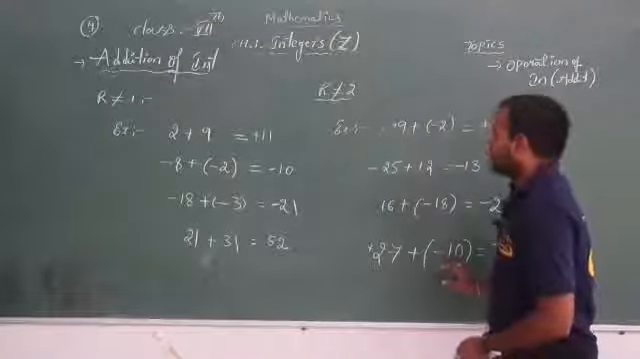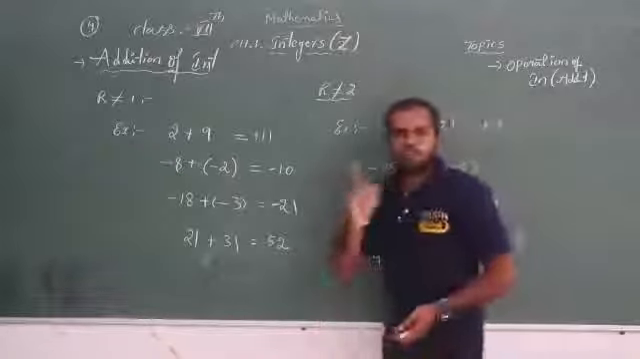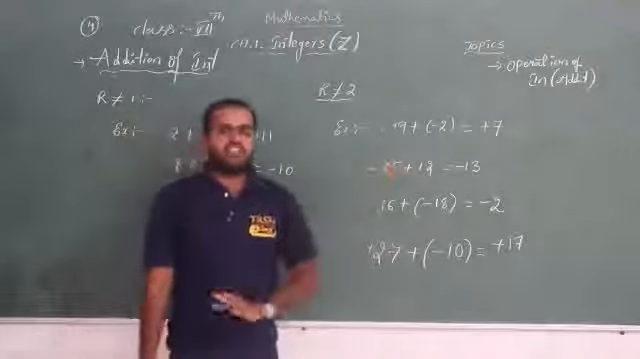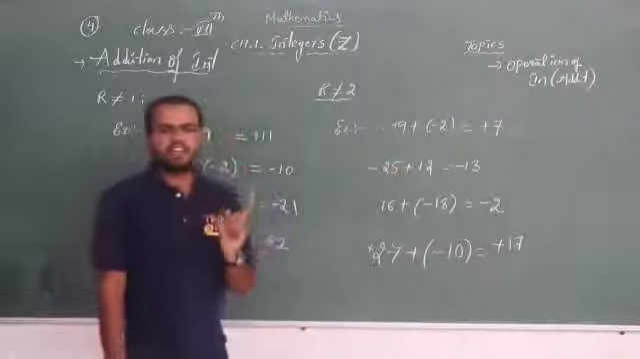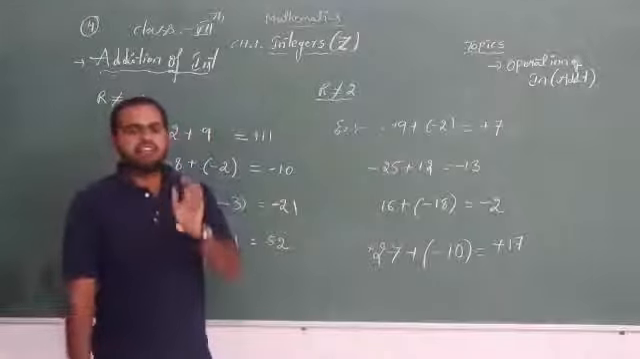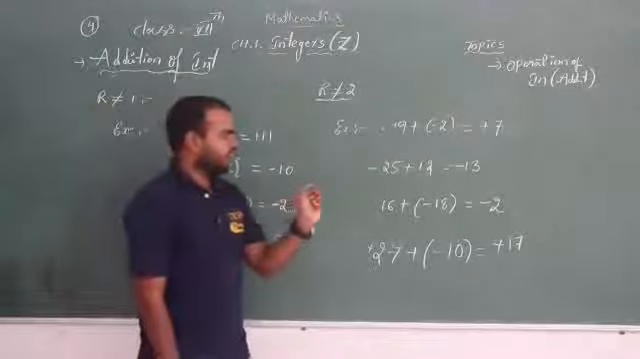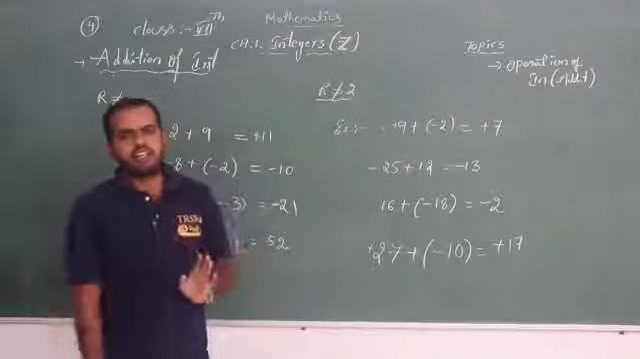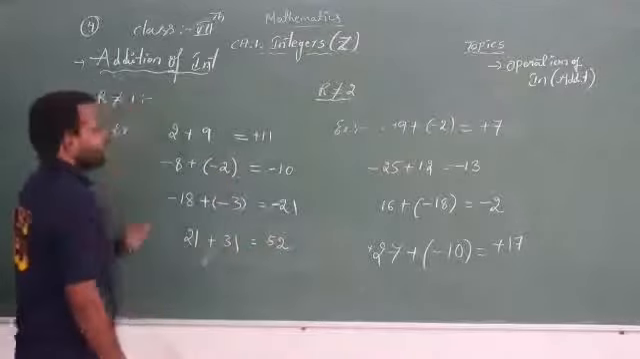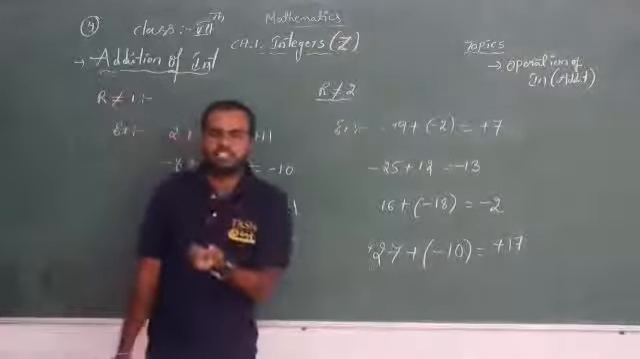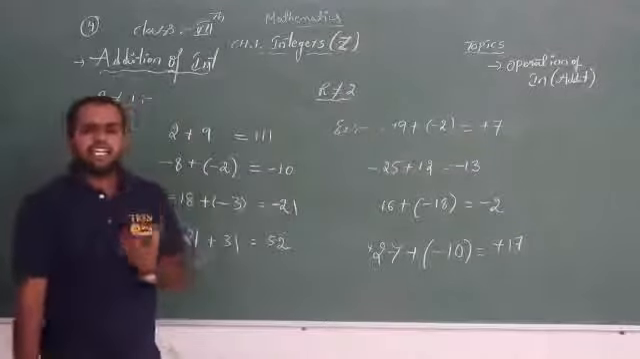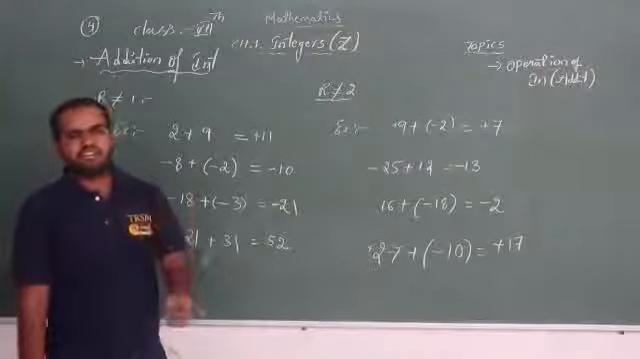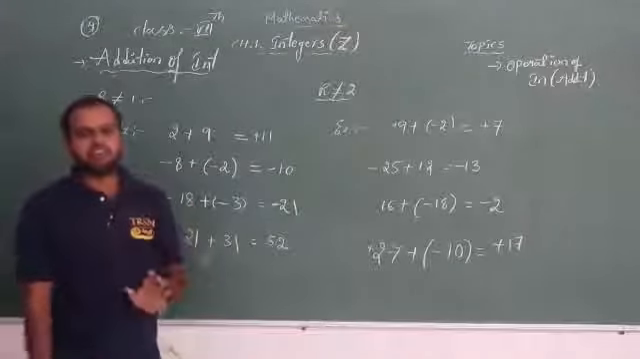So what is it saying? Whenever you are adding a positive integer with a negative integer, or a negative integer with a positive integer, we first subtract the smaller value from the larger value, and the number which is greater, whichever sign it has in front, the same sign you take for the sum. What rule number 1 says is, whenever we are adding two positive integers or two negative integers, we add the numbers and take the same sign for the sum.